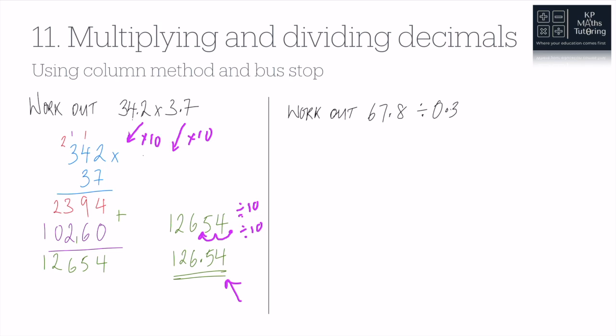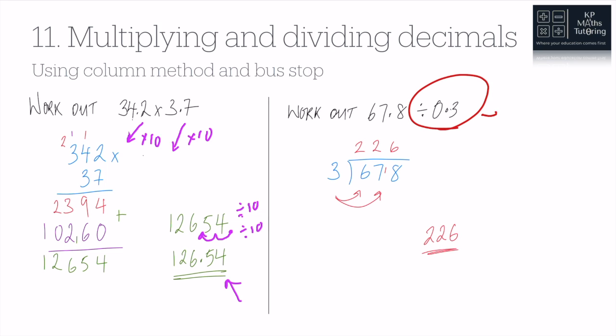Now with division, a bit different. All you need to do is first of all make this number that you're dividing by, so there's 0.3, times that by 10 in this case to make it 3. You want to make that number you're dividing by a whole number. Could be you have to times by 10, could be you have to times by 100, but whatever you do to that one, you then got to do to this one. So 67.8 actually becomes 678, and 0.3 becomes 3.